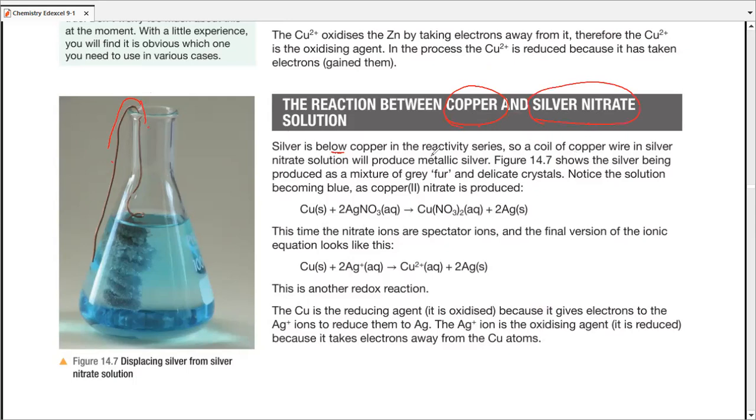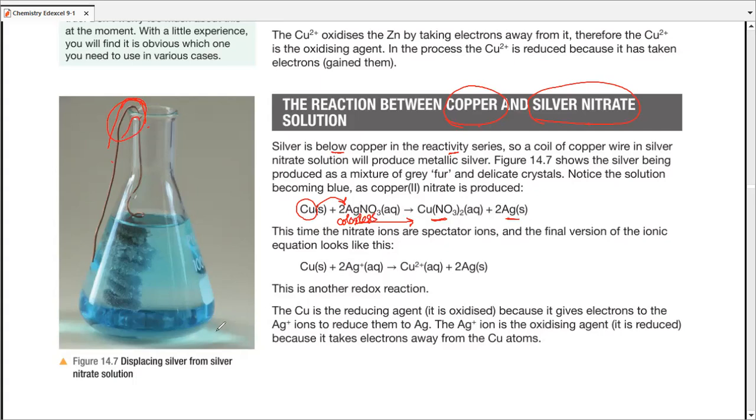Now, silver is below copper in the reactivity series, which definitely means silver is less reactive and copper is more reactive. So the reaction is going to occur in such a way that copper is going to displace silver, form its own nitrate, and put silver aside, right? The best part of this reaction is that copper is a pink brown element, as we can see from the color of this wire. Silver nitrate is a colorless solution.